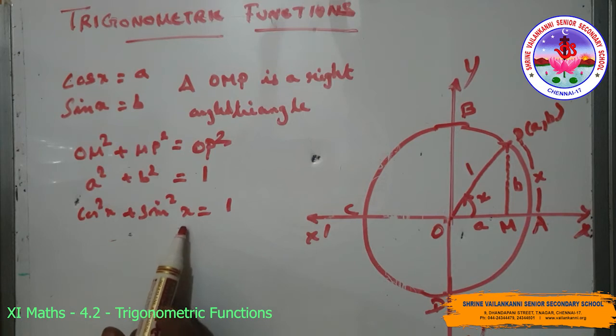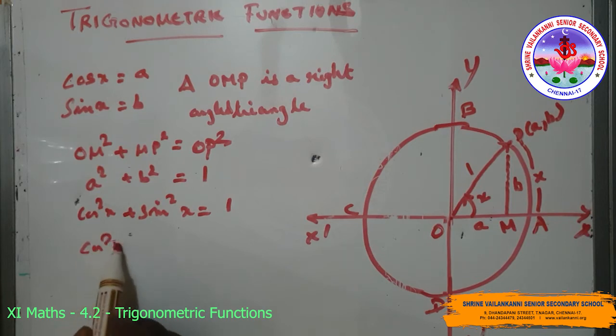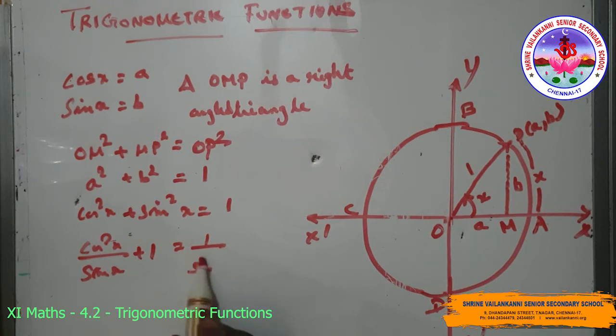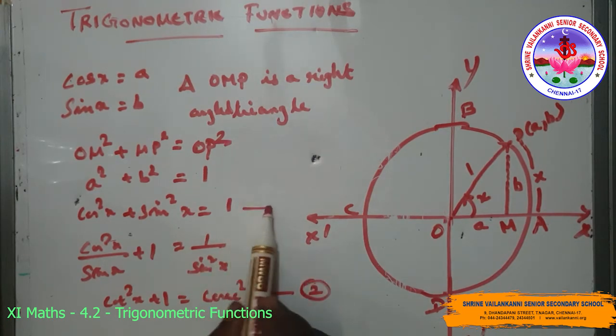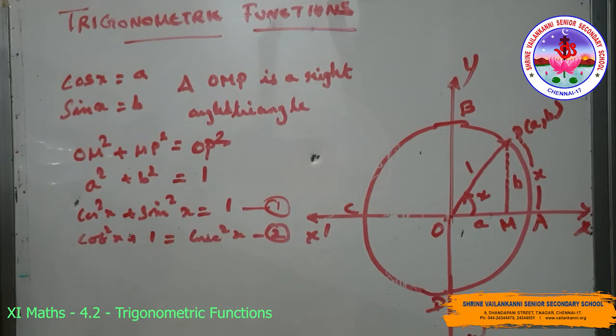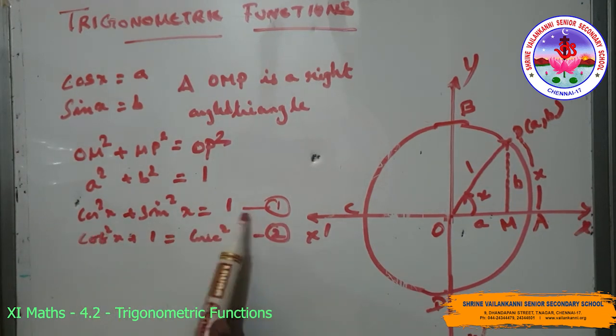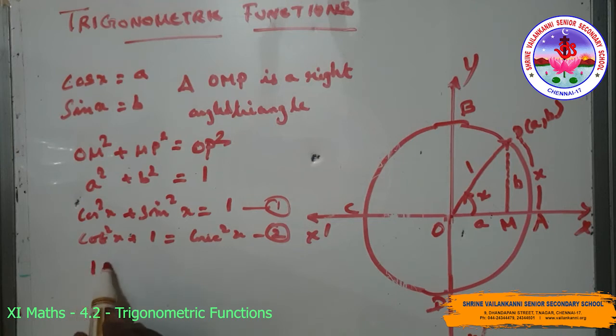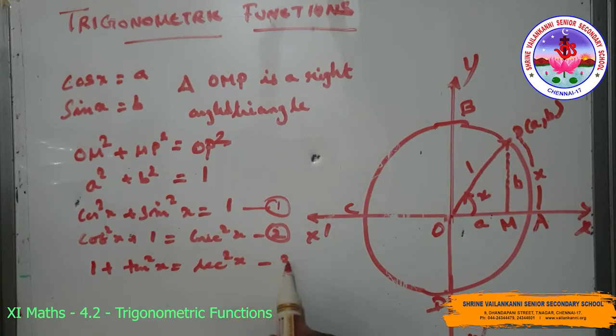When we divide by sin square x on both sides, we get cos square x by sin square x plus 1 equal to 1 by sin square x. So cot square x plus 1 equals cosecant square x. This is the second identity. When we divide the first identity by cos square x, we get 1 plus tan square x equal to secant square x, which is our third identity.